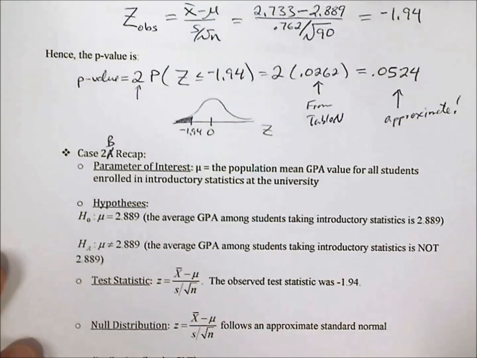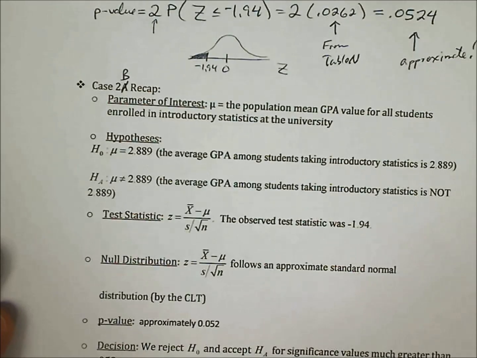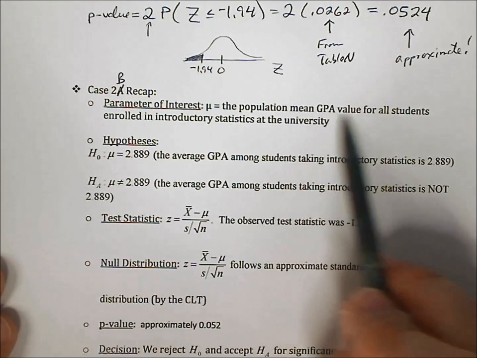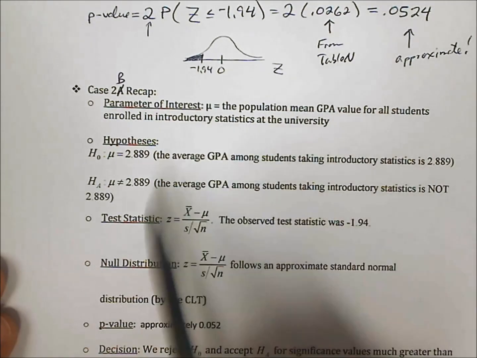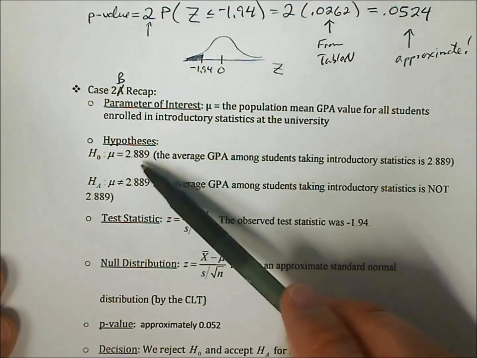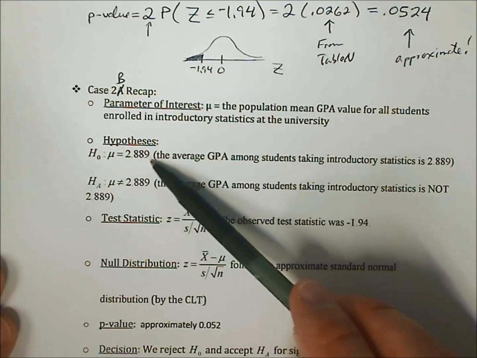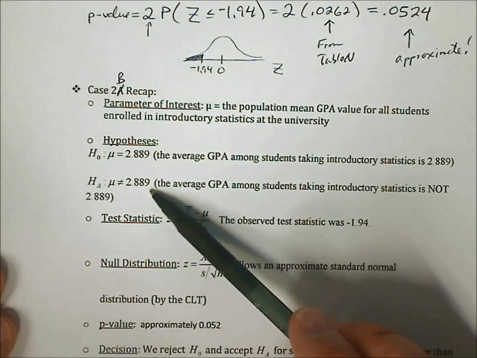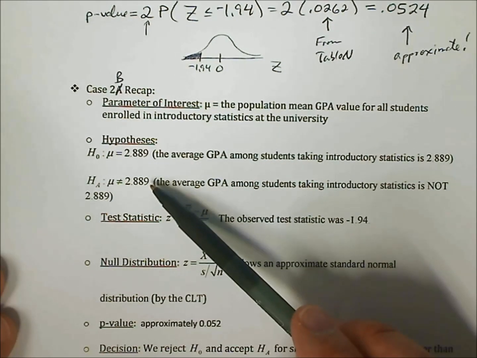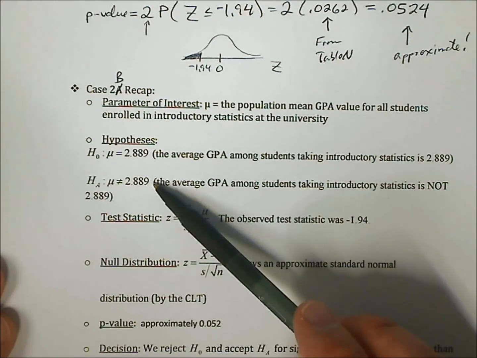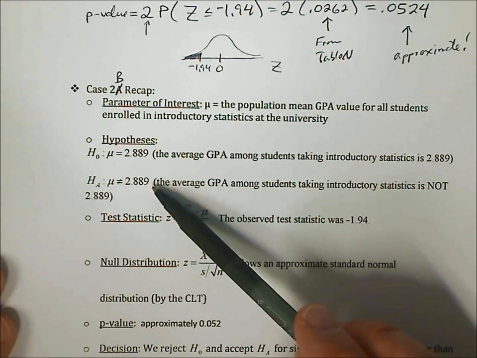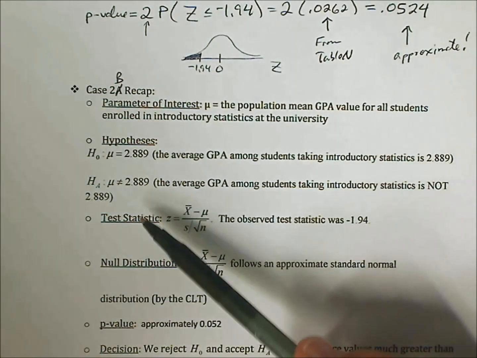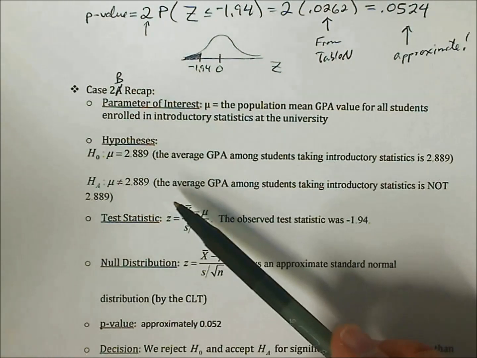This is case 2b. To recap case 2b, the parameter of interest was the population mean GPA for all students enrolled in intro stats. And the hypotheses were the null mu is equal to 2.889, mu is not equal to 2.889. You recall this alternative was driven by the claim that we wanted to test. That is that the average GPA among students taking intro stats is different than the average GPA of all students at the university.